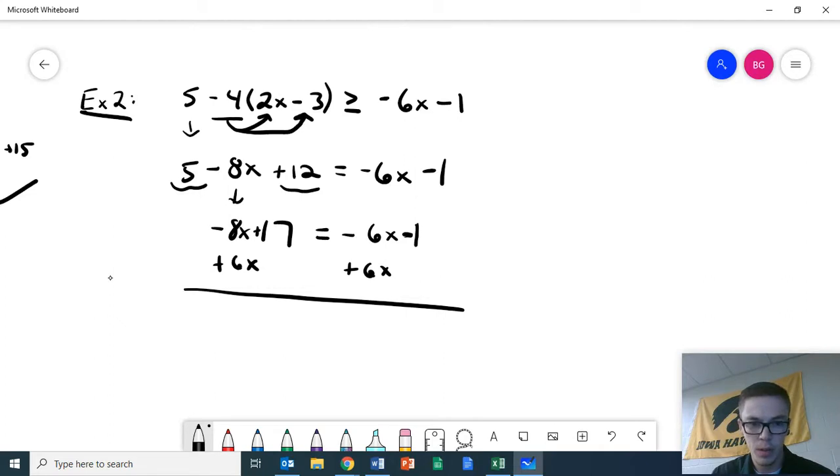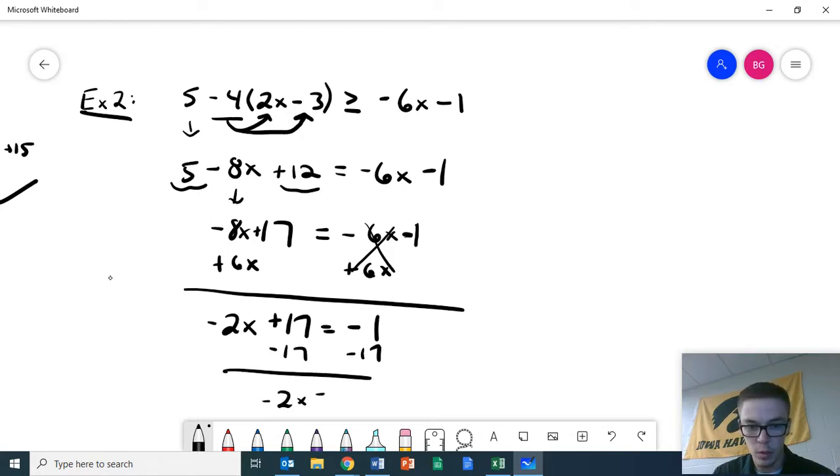So negative 8x plus 6x is a negative 2x. Everything else will come down. I have a plus 17 equals a negative 1. Because the negative 6x and the positive 6x cancel out. Minus 17 from both sides, minus 17. So you get negative 2x equals negative 18.